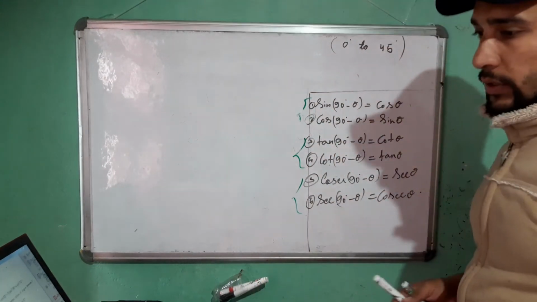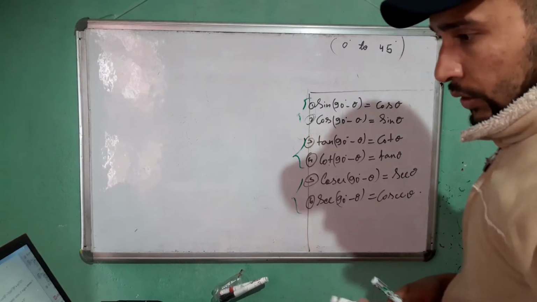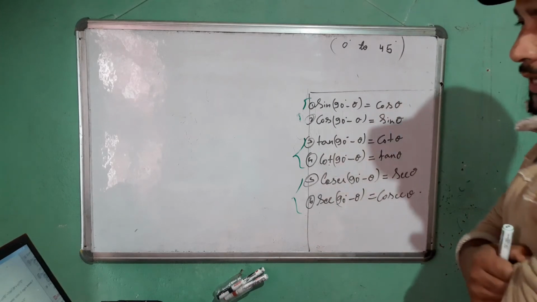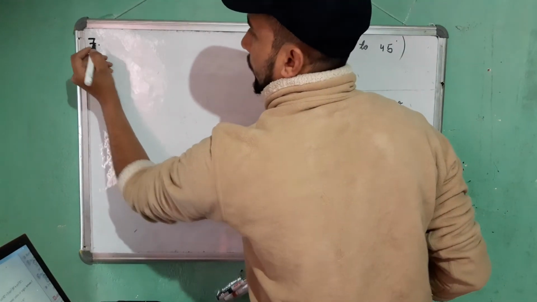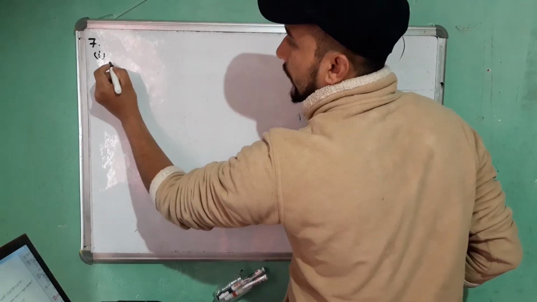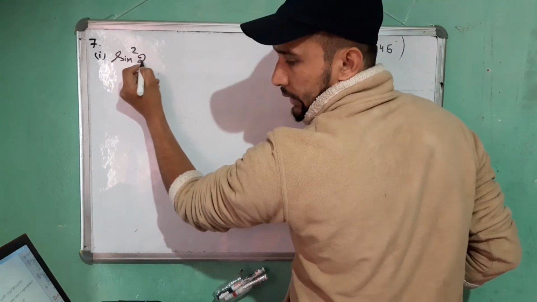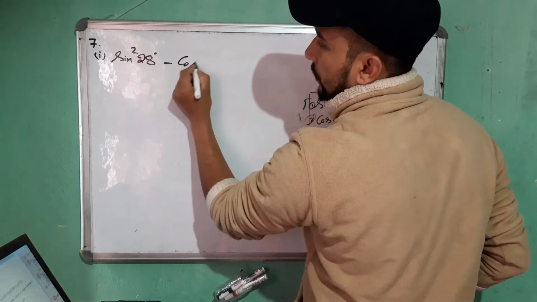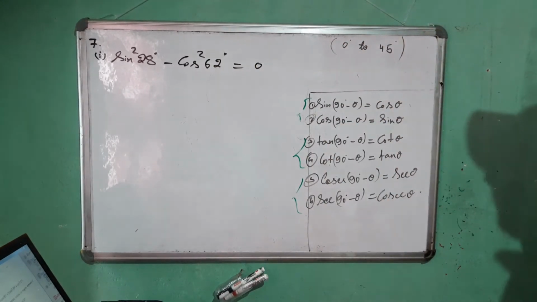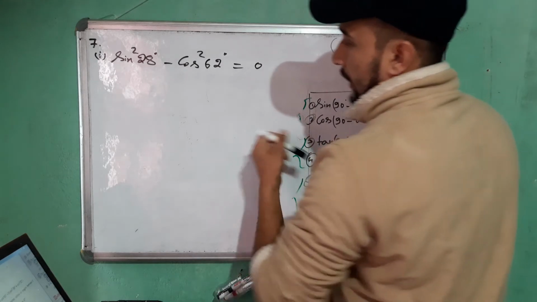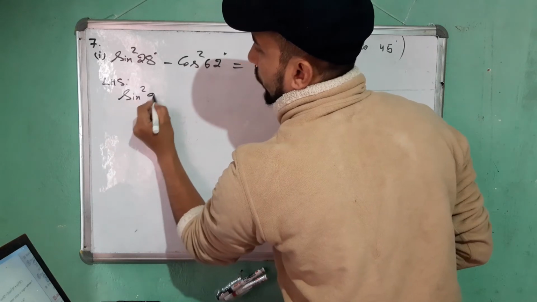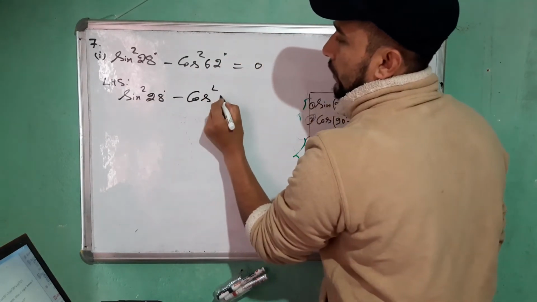Next question is question number 7. Without using trigonometric tables, prove that, number 1, sine square 28 degree minus cos square 62 degree is equal to 0. You have to prove this. It is very, very simple. LHS, left hand side, you have sine square 28 degree minus cos square 62 degree.